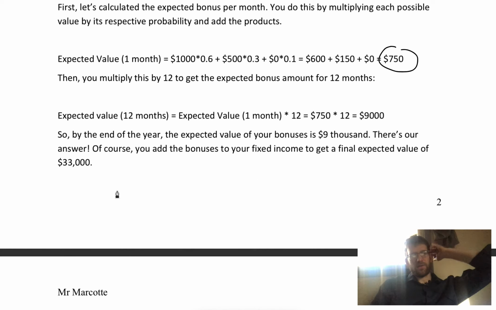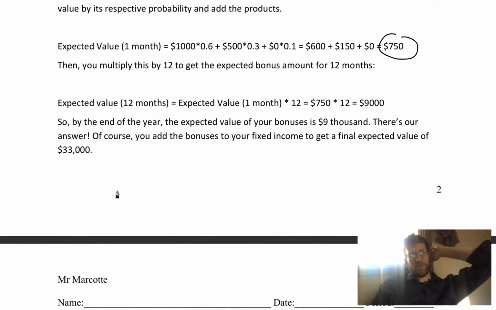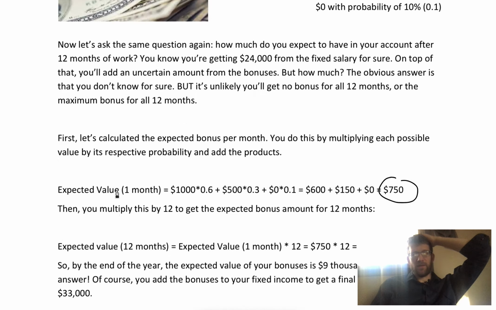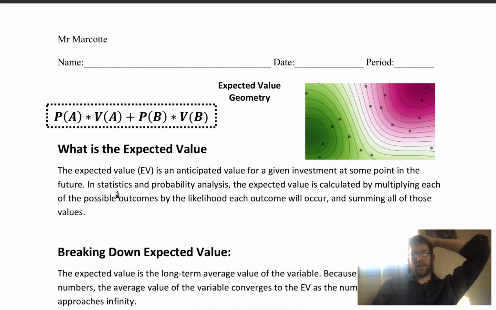So that's just another example. As you jump into these problems, again, try and find the probability of all the events, and then simply multiply those probabilities by what value they return. And then we add all those up. That'll give us our expected value.